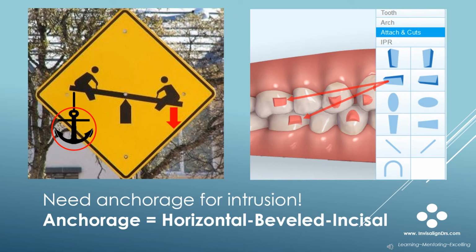The graphic on the left kind of shows why we need to add that anchorage. You can see the teeter-totter there. And you can see that on the right side, the teeter-totter wants to go down. As it goes down, the left side wants to raise. If you put an anchor, though, and hang an anchor from that left side, it's going to be more difficult for that left side to raise. And that's what anchorage really is. It's anchoring the teeth so that you can perform the movements in the front and not move the posterior teeth.